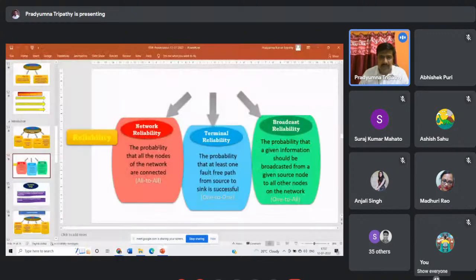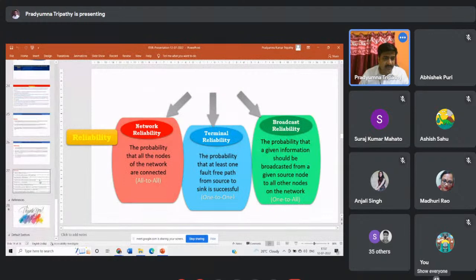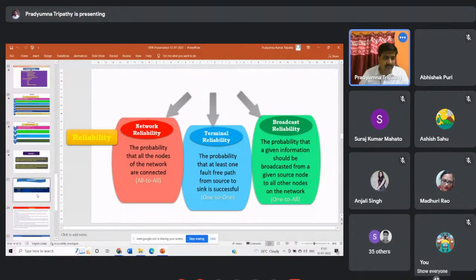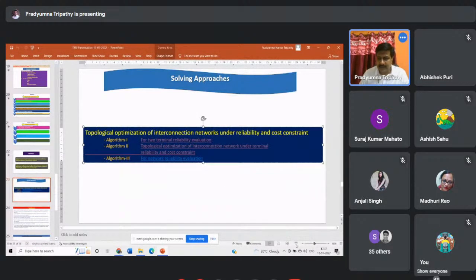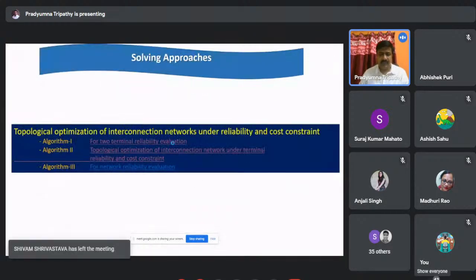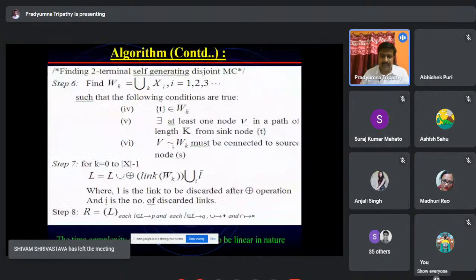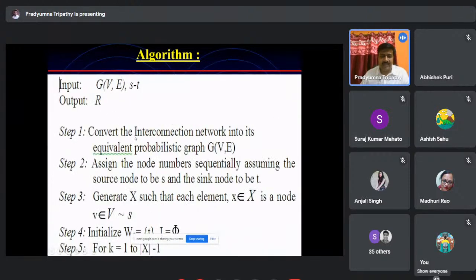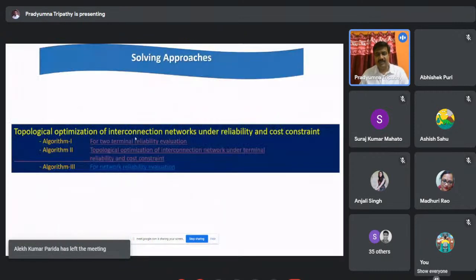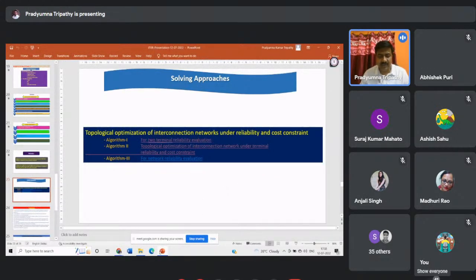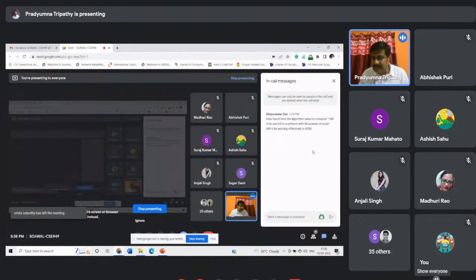If you look into the algorithm structure, you can find out the complexity of the algorithm. The time complexity is linear in nature because we traverse over all the links once, so we claim it to be a linear algorithm. But the second one, topological optimization, is a heuristic algorithm, so we have not computed the time complexity. The second question from the same person: would it be useful in a network with thousands of nodes?